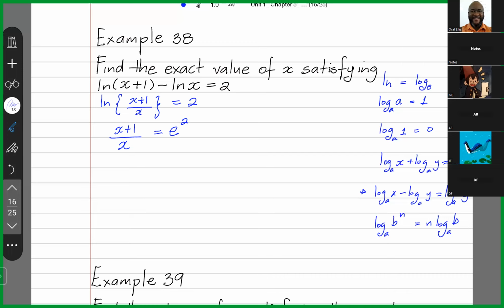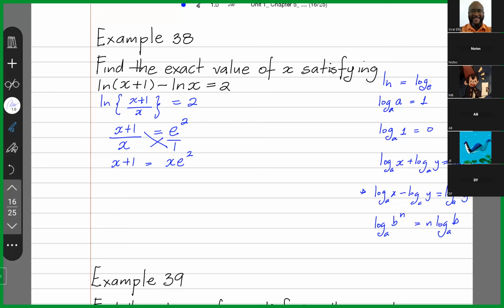Remember, our objective is to determine the value of x. Ladies, gentlemen, if I have 1 fraction equal to 1 fraction and I want to get rid of the fraction, what would I do? Anybody? Cross multiply. All right, so let's cross multiply. We have 1 times x plus 1, so that is x + 1 is equal to x times e squared. So this is x e squared.